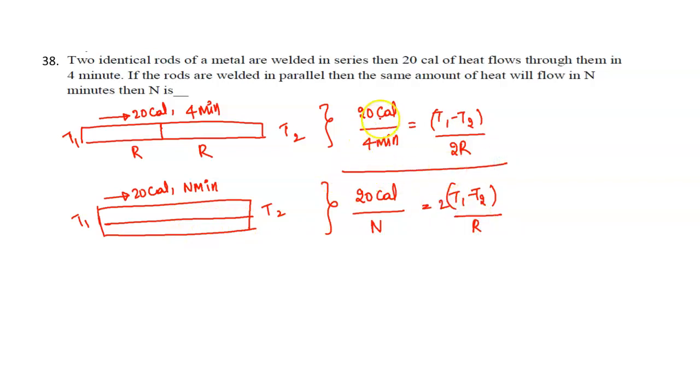Now if we divide this, 20 will get cancelled, T1 minus T2 will get cancelled, R will get cancelled. So this will be 4 by n equal to, sorry, this will be the reciprocal, n by 4. N by 4 will be equal to 1 by 4. 4 will get cancelled. So here n will be equal to 1 minute.